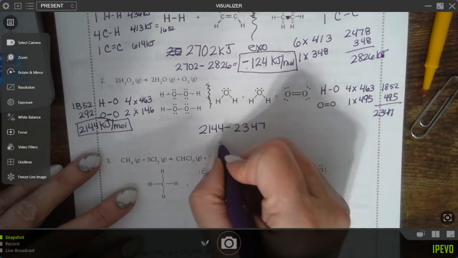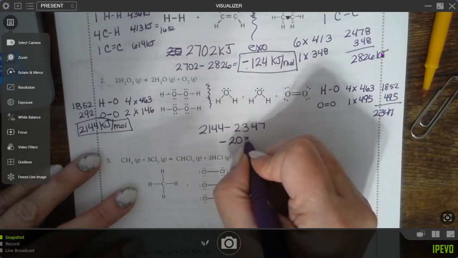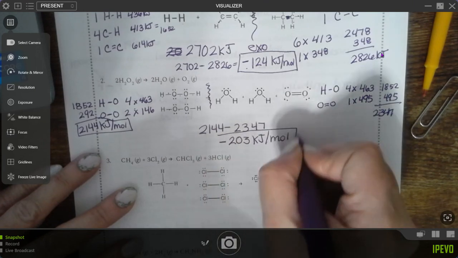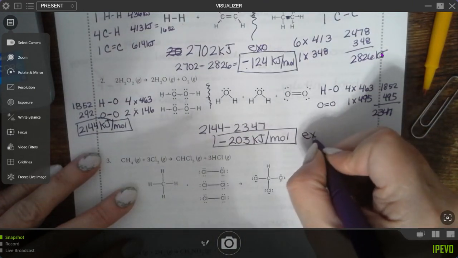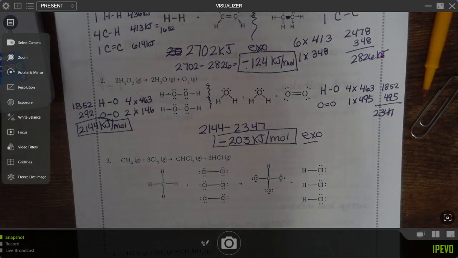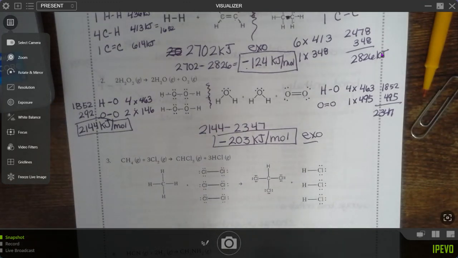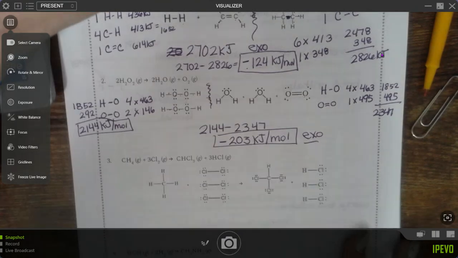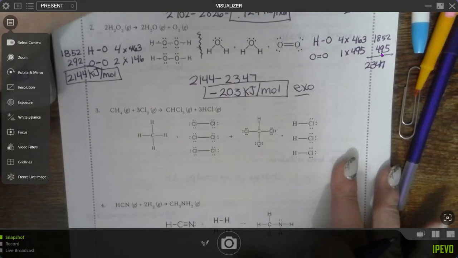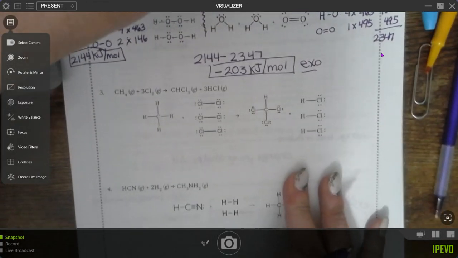And I get negative 203 kilojoules per mole, which means this is also an exothermic reaction. I think if we actually look at all of the calculations that we do, a majority of the things we do are going to be exothermic. We will occasionally come up on an endothermic example, but a lot of things that we can study with our level of knowledge and ability are going to be exothermic.